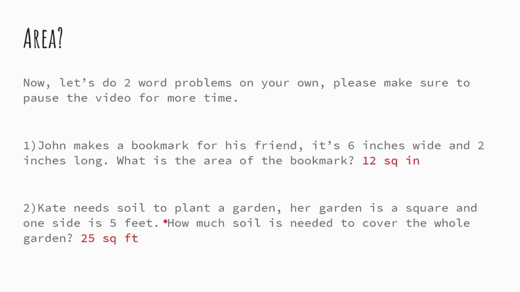But notice, her garden is a square. A square has all the same sides, right? And you can use any side to multiply it by another side. If one side is 5, then all the sides are going to be 5. Since the formula is side times side, you would do 5 as one side, and another 5 as the second side. So 5 times 5, which is 25. So the answer would be 25 square feet.